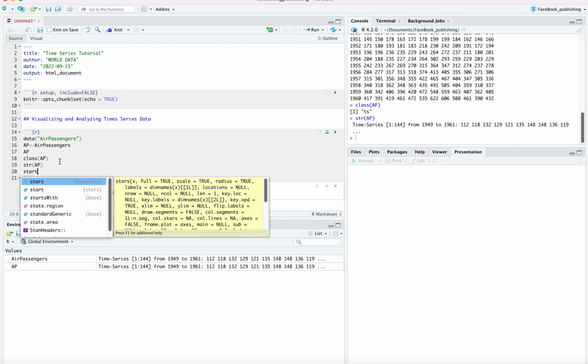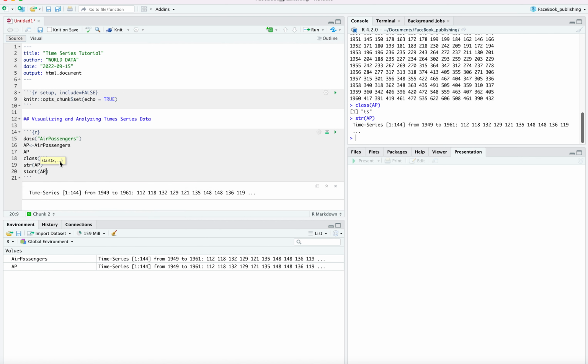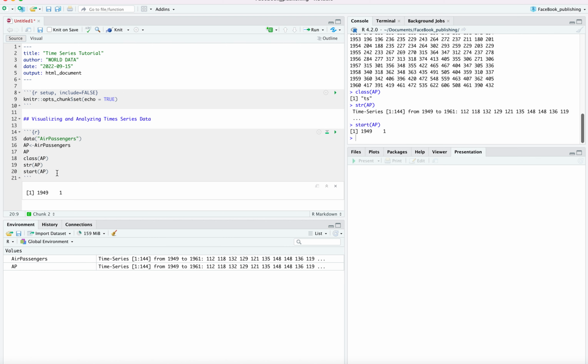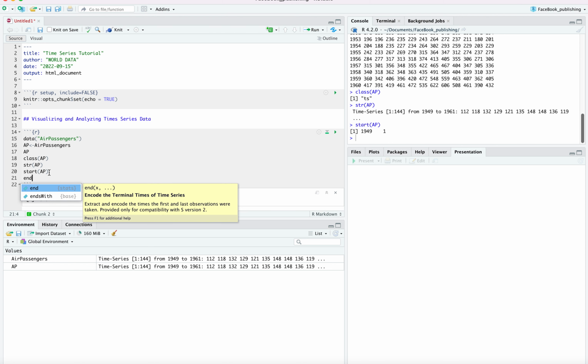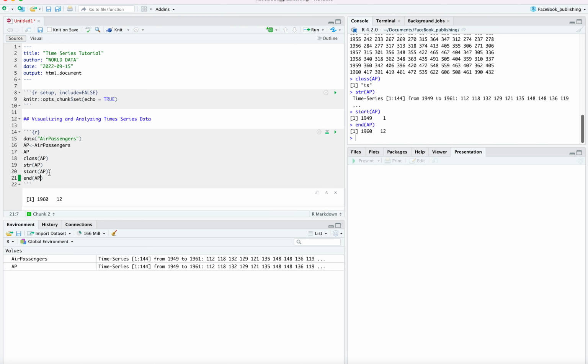You can look at the start of AP. It's going to give you the starting date, which is 1949. So you can also look at the end of AP, and then you see it's 1960, 12. So it actually starts from January and ends in December 1960.